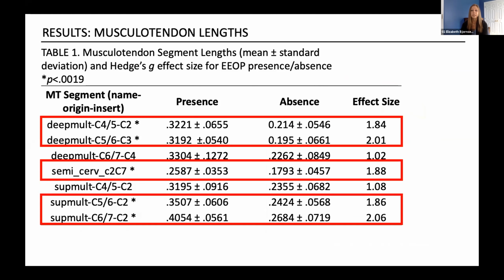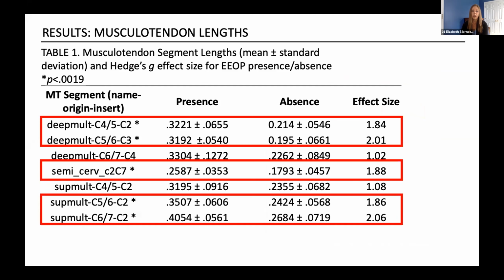Here we're looking at musculotendon segment lengths. On the left, you have all the different segment names. This is not exhaustive, but it is what we're showing on the slide for brevity's sake. They're split out by those with an EEOP and those without. Those with an EEOP, across all segments, had higher values of the segment lengths in comparison to those without an EEOP. There were no overlaps in standard deviation as well.